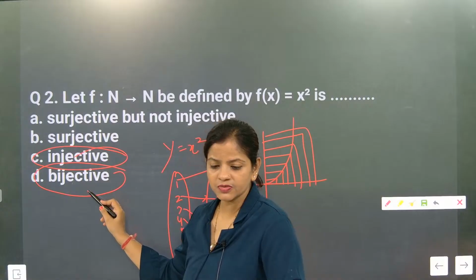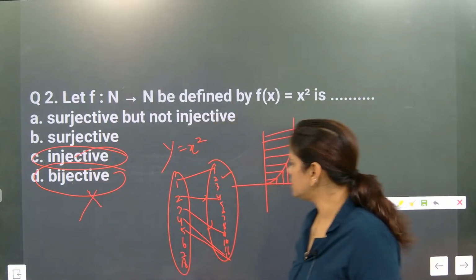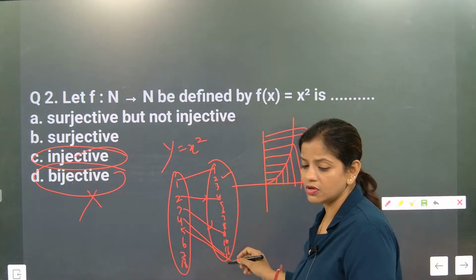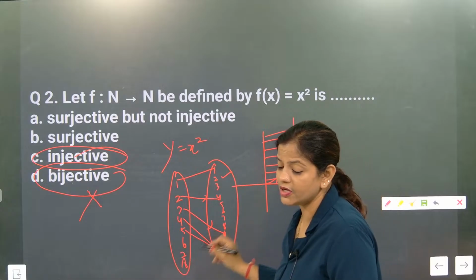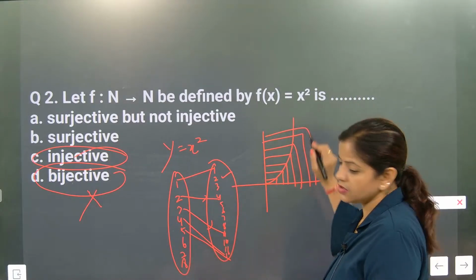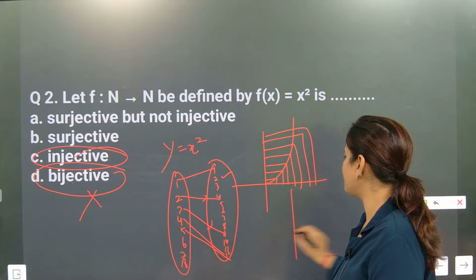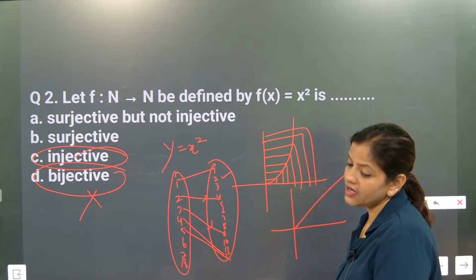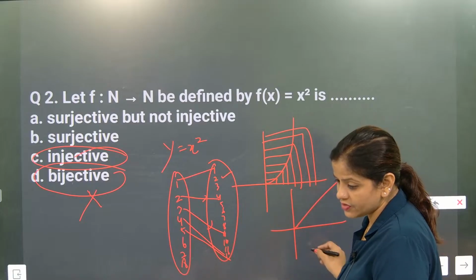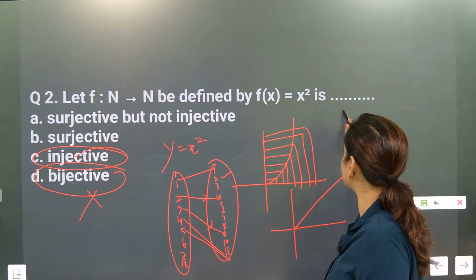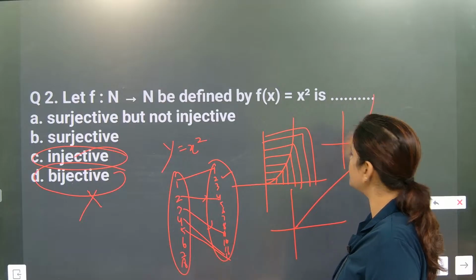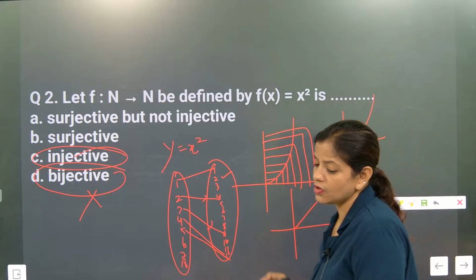Understood? Is bijective possible? No, because this is one-one, but not onto. By graph, it is looking like this. But if the graph were a straight line, then it would be bijective. But the graph is not a straight line. The graph is curved. The moment the graph comes like this curve, it is not supposed to be bijective.